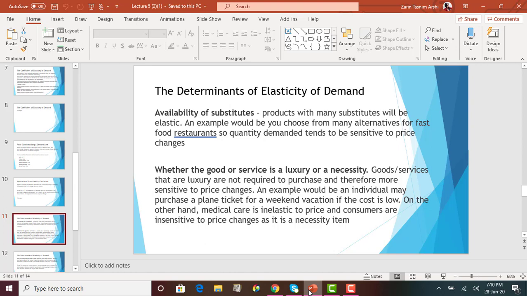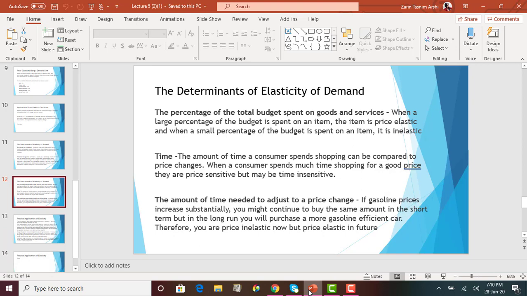Okay, then whether the good or service is a luxury or a necessity. Again, if it is a necessity, no matter what, if the price changes, we have to buy it. So we are inelastic in this case. Like gas prices, we are inelastic. Medical services, if we are sick, we have to go to the doctor even if it is expensive, right? So inelastic in that case if it's a necessity. On the other hand, luxury, airline travel, if the price of travel goes up, we will probably delay our vacation until the prices go down again, right? So luxury, the demand is elastic. It's not a necessity.